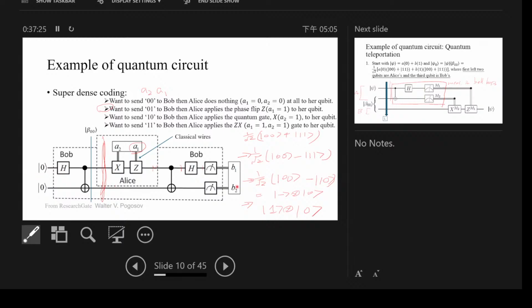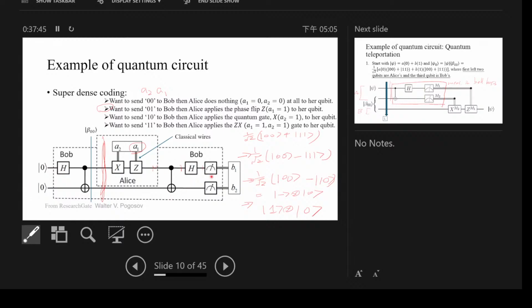And what Alice does is first apply X if A2 is 1, and then apply Z if A1 equals 1. Okay, so Alice does this on her qubit and sends it back to Bob. So this box is Alice, and now everything is on Bob's side.